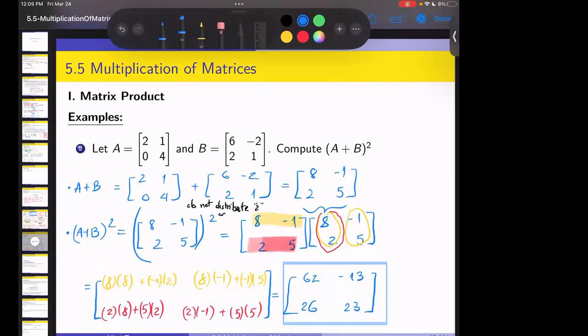2 times 8 plus what? 5 times 2. And it's the same thing, right? This one with this column, 2 times negative 1 plus 5 times 5. I hope this answered your question.